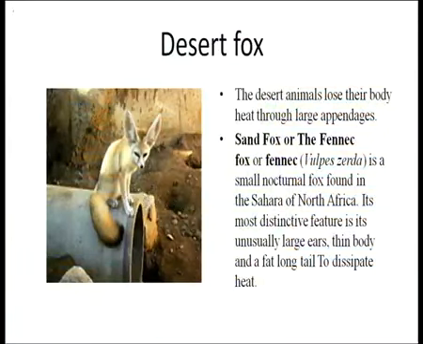The desert animals lose their body heat through the large appendages. For example, the sand fox has long appendages, and they are nocturnal in the Sahara desert. They follow the Bergmann rule, that is the body is slender and thin, the ears are big, and the tail is very thick for losing the heat.